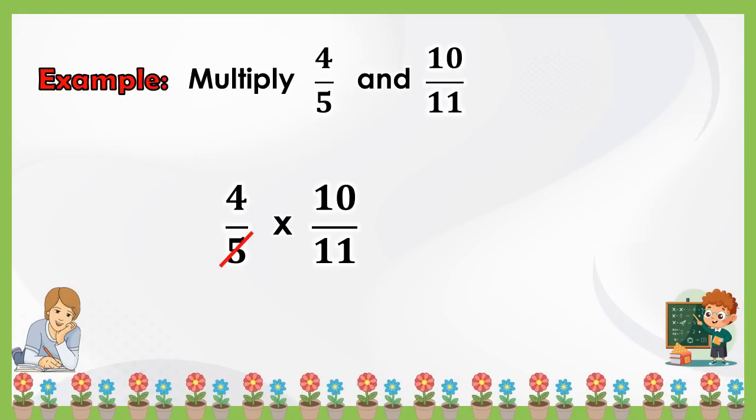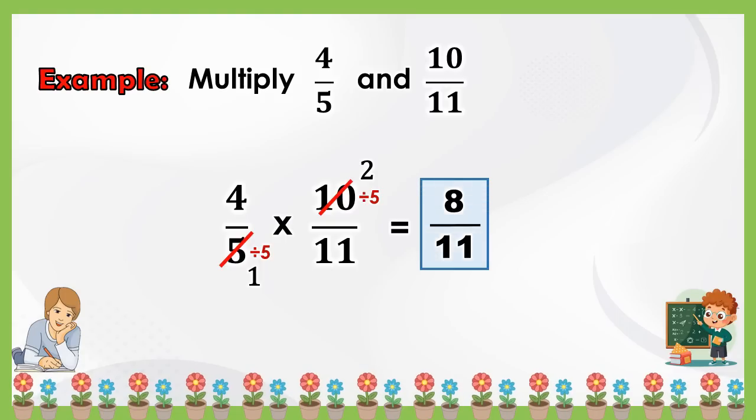So we will use the cancellation method. The common factor of 5 and 10 is 5. We will divide them by 5. 5 divided by 5 equals 1 and 10 divided by 5 equals 2. Now it's time to multiply the numerators. So 4 times 2 equals 8. And multiply the denominators. 1 times 11 equals 11. So as you can see, the product is already in its lowest term. 8 over 11 is the final answer.